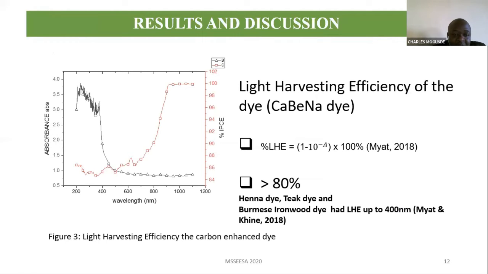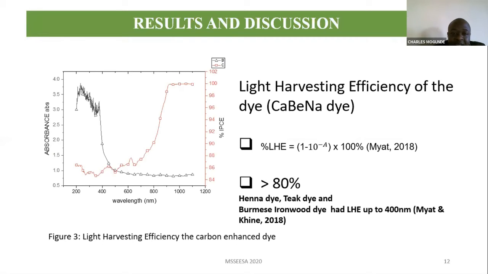Absorbance is compared to light harvesting efficiency, which can be shown there with the graph. You will see that the efficiency is much higher, above 80%. And in similar research that was done, you realize that 400 nanometers is the limit point of these plants that were used, thick dye and henna dye. This research was done in 2018.